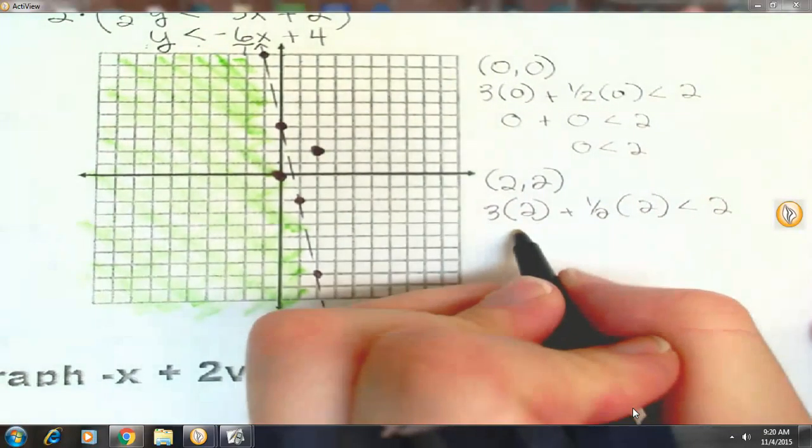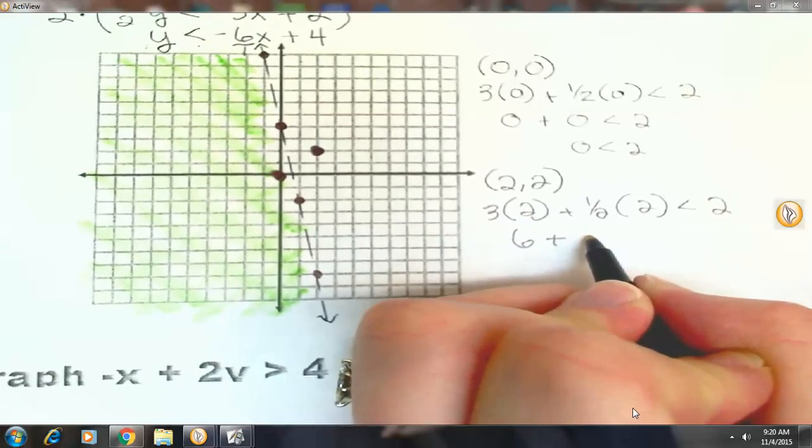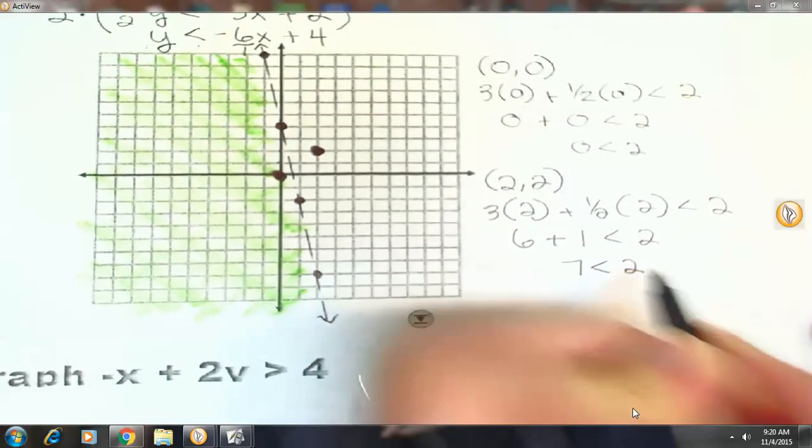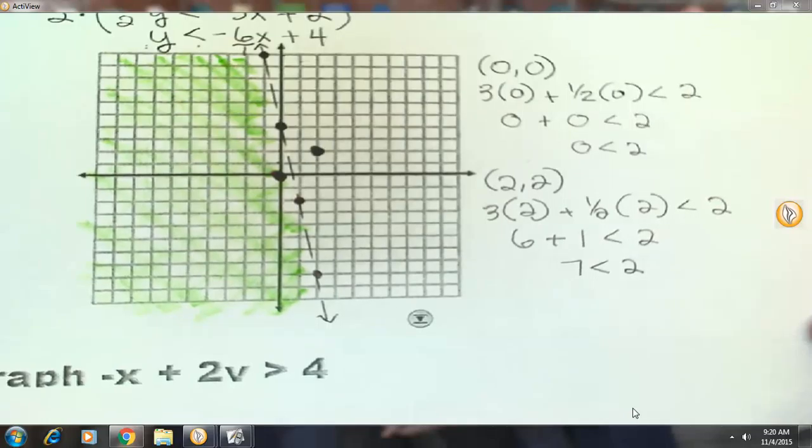3 times 2 is 6. Half of 2 is 1. 6 plus 1 is 7. Is 7 less than 2? No, it's not. That's false. Put a line through to show that it really is false. And that's exactly what we expected to happen. We expected it to be false.